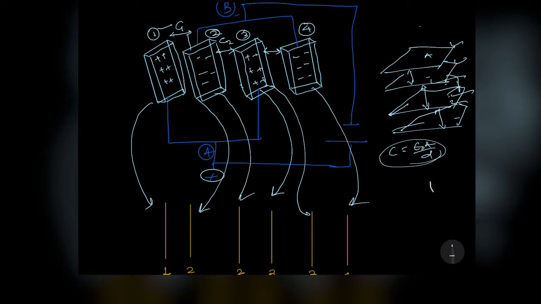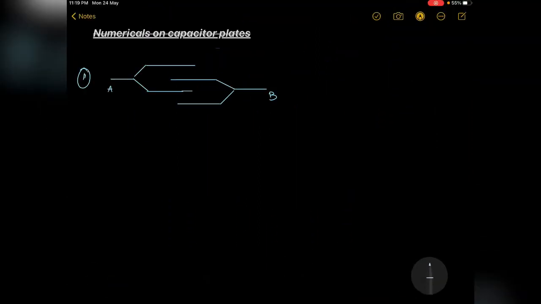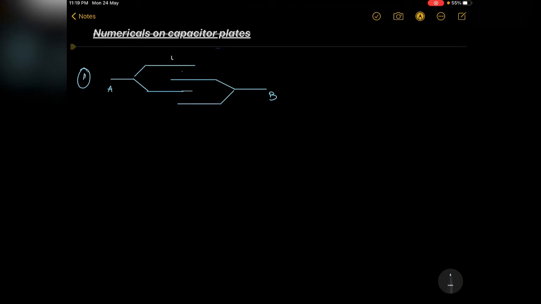Let us do some numericals so that we can get more knowledge. Let us try this problem. Here there are four plates. Let us name them 1, 2, 3, 4. Here we can see that plates 1 and 3 are connected with point A. So near A I have written 1 and 3. Similarly, B is connected to plates 2 and 4.